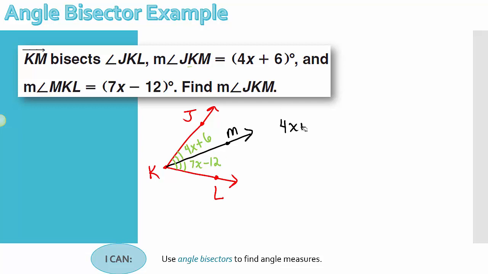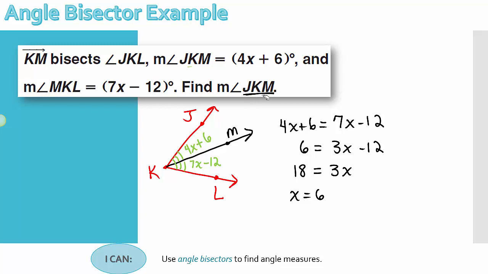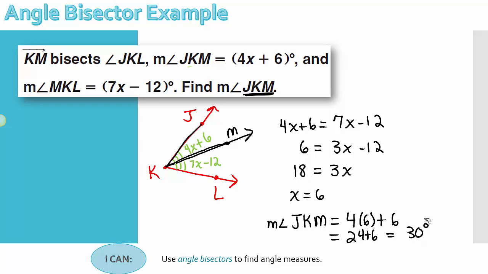So I can say that 4x plus 6 has to be equal to 7x minus 12. If I subtract 4x from both sides, I get 6 is equal to 3x minus 12. If I add 12 to both sides, I get 18 is equal to 3x. Divide both sides by 3, and I get x is equal to 6. Now remember, I want to find the measure of angle JKM. So JKM is this guy right here. So I'm going to take 6 and plug it back in. The measure of angle JKM is equal to 4 times 6 plus 6, which is 24 plus 6. And so the measure of that angle is 30 degrees.